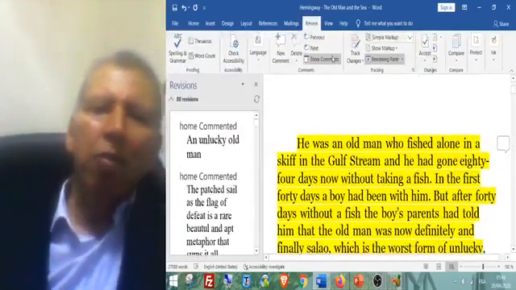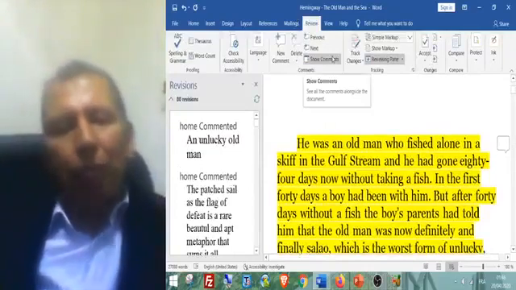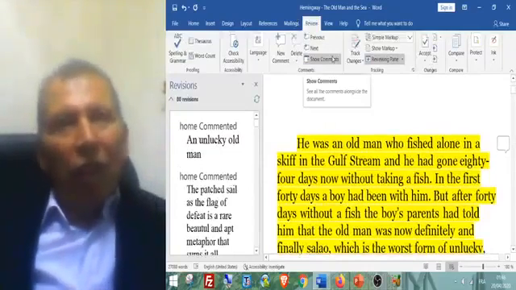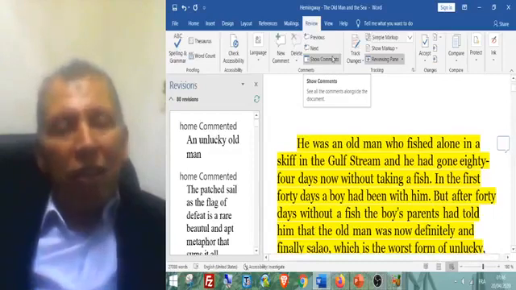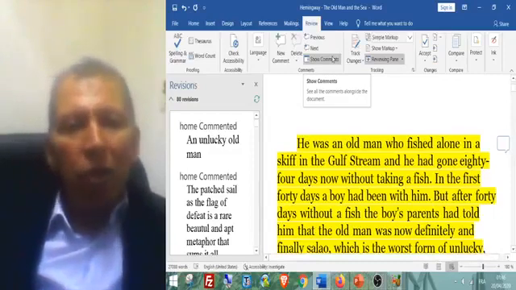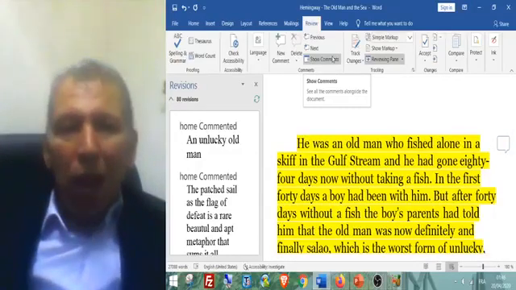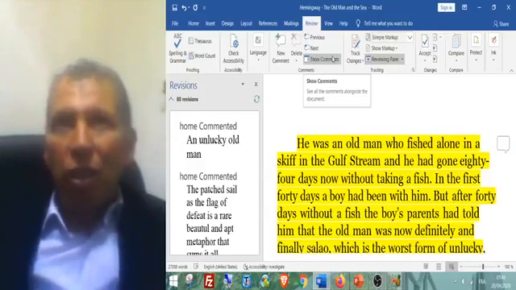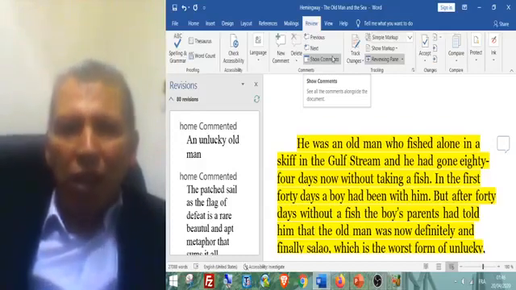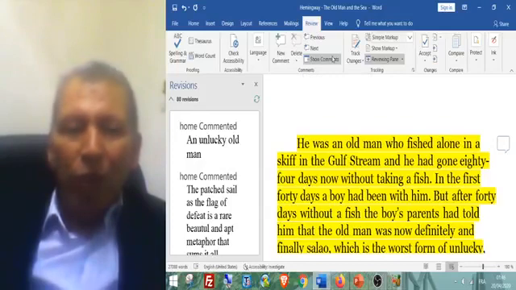This novel is about an unlucky old man. So this is the main character, the protagonist of the story. It's the story of an unlucky old man. So it's a man with two things: he is old and he is unlucky. This is the initial situation.